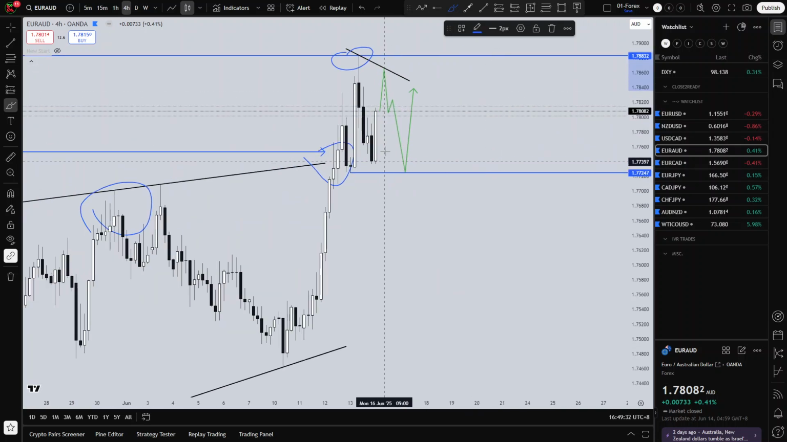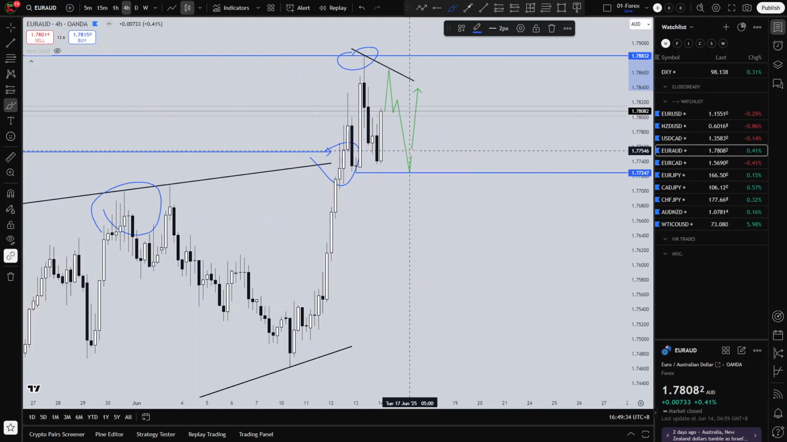So right now I'm still leaning more towards Euro Australian dollar long, and therefore I'm looking for price to finish this bull flag structure, actually forming another top here, coming back down and closing the gap to this liquidity area, and I then would happily enter a long in this area.